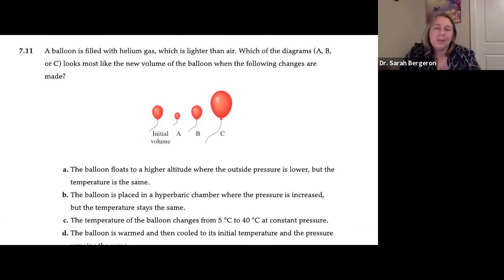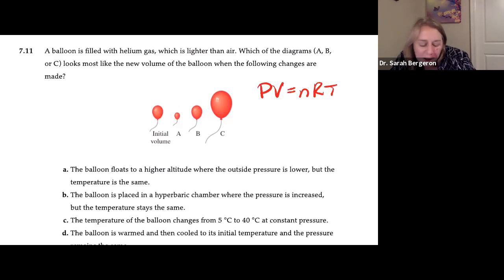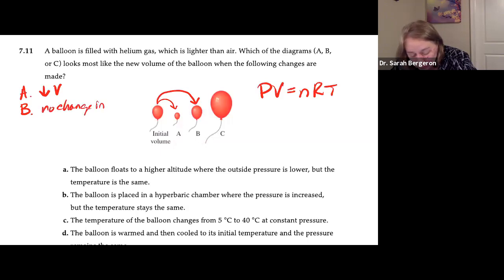All right, a balloon is filled with helium gas, which is lighter than air. Which of the diagrams, A, B, or C, looks most like the new volume of the balloon when the following changes are made? So I'm going to suggest you write PV = nRT. Before I read my questions, if I select A, what's happening? I am going to decrease my volume, right? Because I went from here to here. That was a decrease in volume. How about B? When I go from here to here, this is no change in volume. And how about C? C, our volume goes up. So an increase in volume.